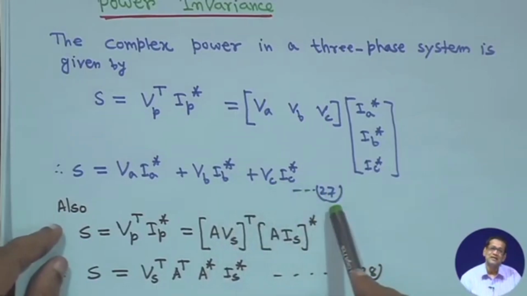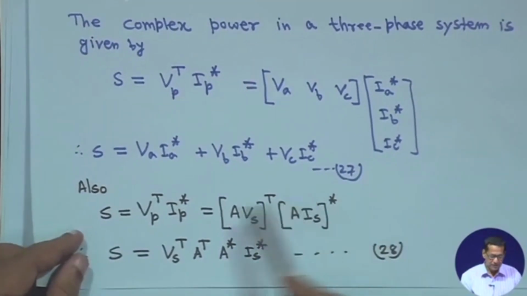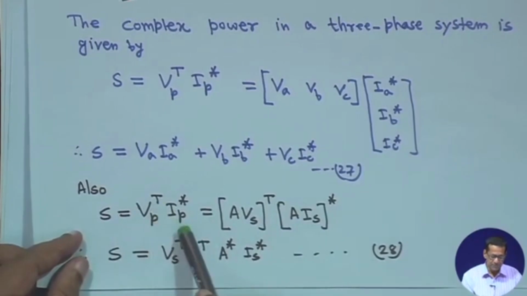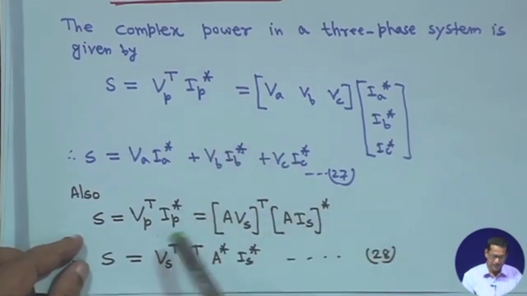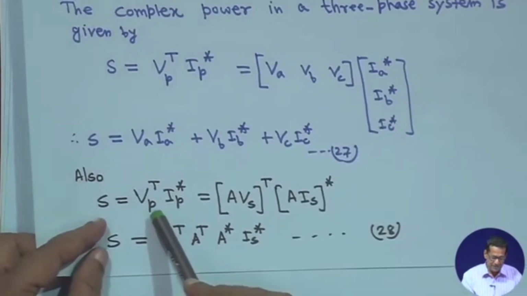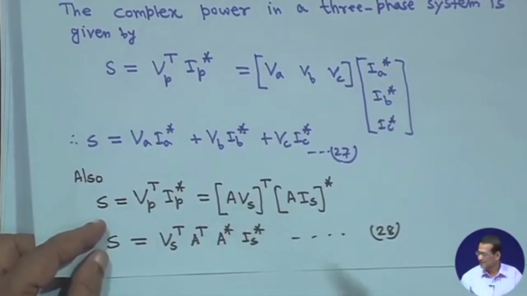Also, S is equal to V p transpose I p conjugate, this one we have seen before, where V p is equal to A V s, that we have defined.